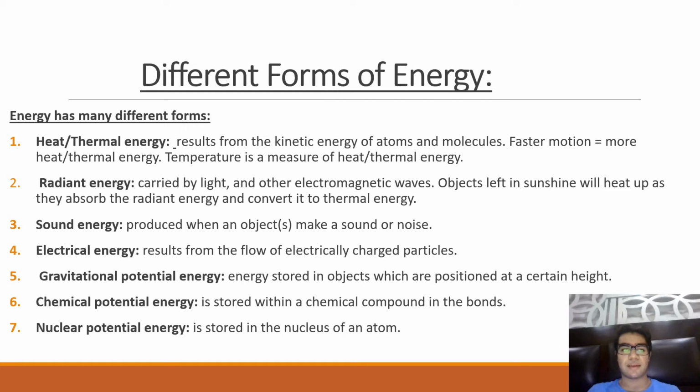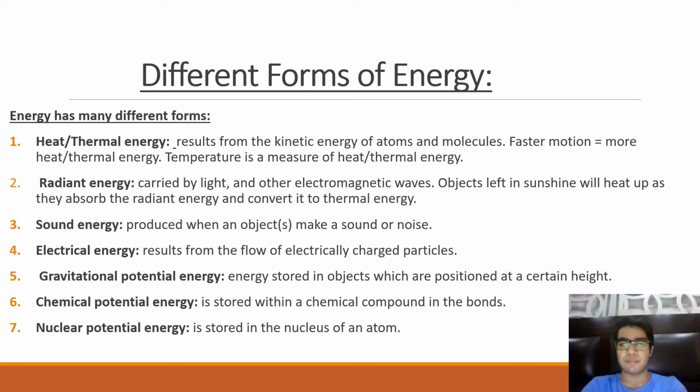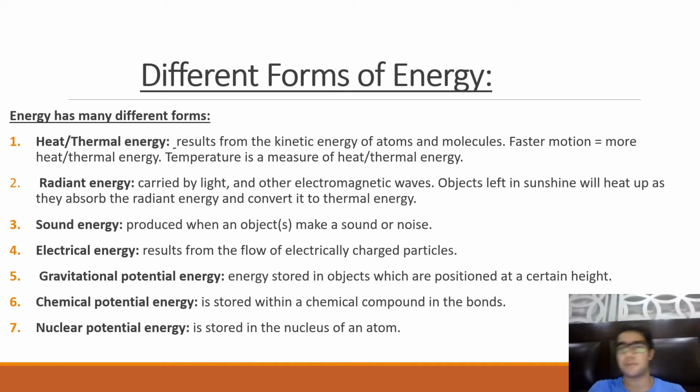The second type is radiant energy. It's usually called light energy, but radiant energy is a more sophisticated way of saying light energy. Radiant energy is basically created by light and other electromagnetic waves. Objects left in sunshine will heat up as they absorb the radiant energy and convert it to thermal energy. What this basically means is that objects kept in sunshine, with sunlight penetrating through them, convert that light energy, which is radiant energy, into thermal, which is heat energy.